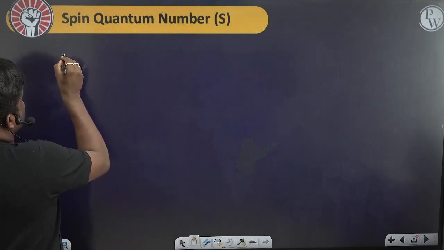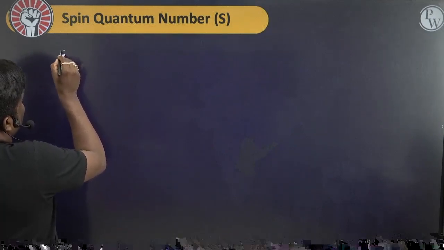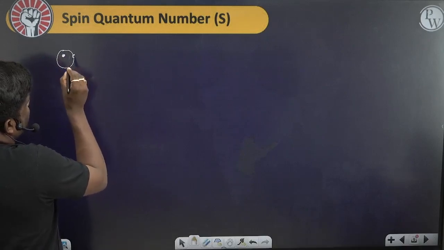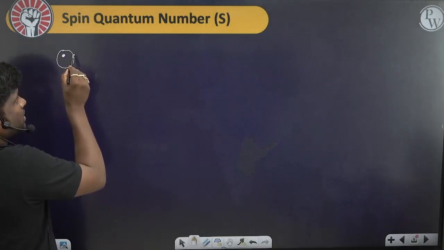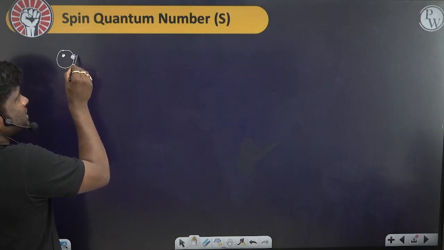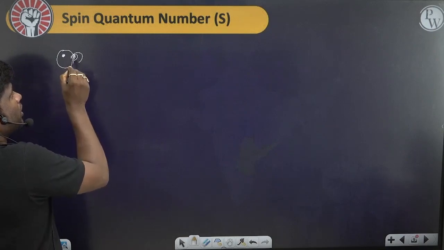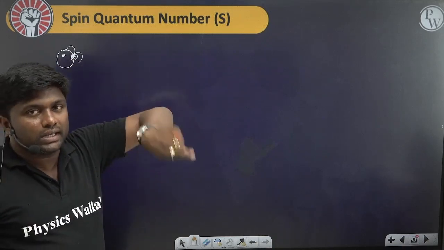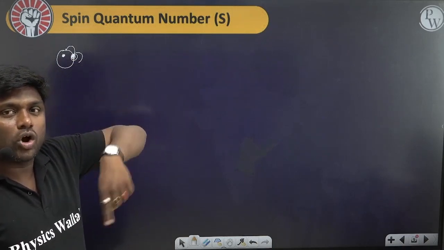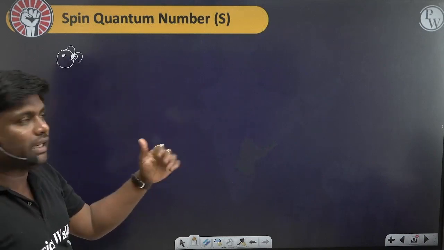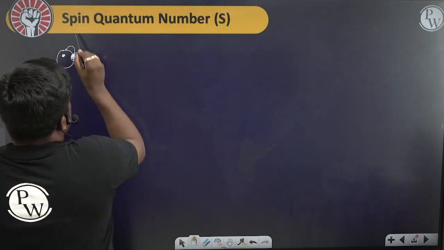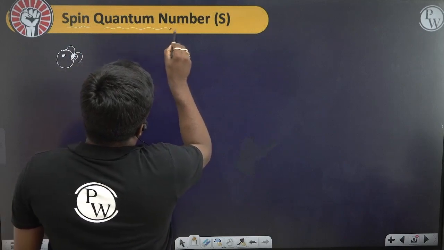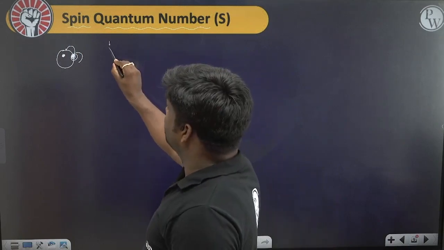This is the nucleus and this is the shell. Here the electron revolves around the nucleus in a circular path while revolving on its own axis in clockwise direction or in anti-clockwise direction. It revolves around the nucleus as well as on its own axis. So the spin quantum number is used to describe the orientation of the electron, or the spinning of the electron on its own axis.